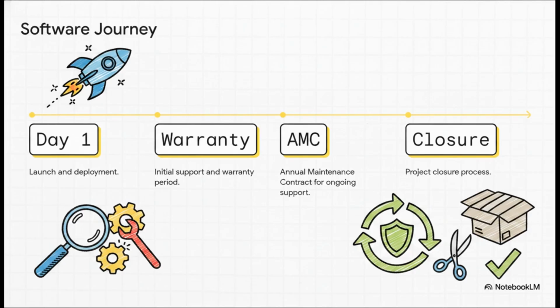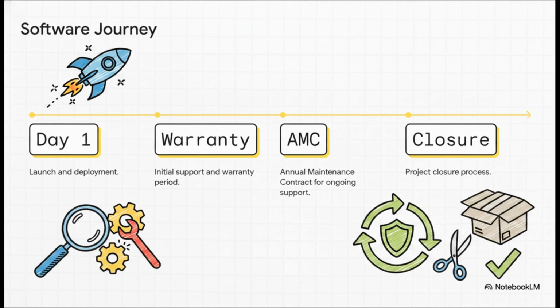Most textbooks focus heavily on everything before launch, but look at all the ground we have to cover after day 1 launch. Right after deployment, we enter the warranty period. This is the initial support phase where the dev team is on super high alert, fixing any immediate day 1 bugs that somehow slip through testing. It's a high-intensity phase. But as things stabilize, we transition into step 3, the annual maintenance contract, or AMC.